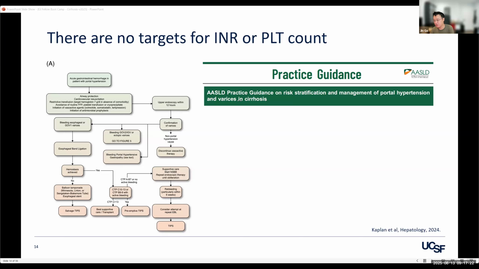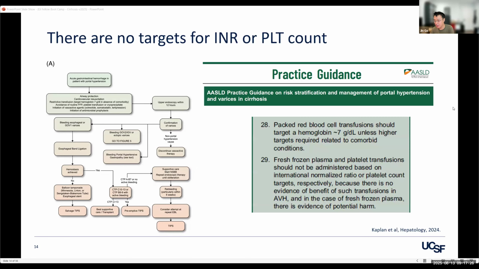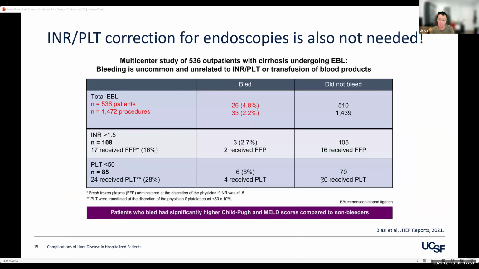And so these are the official practice guidelines from the AASLD. They basically state, under guidance statements 28 and 29, targeting a hemoglobin of 7 unless there are conditions that require higher hemoglobin, notably CAD. And also 29 is that fresh frozen plasma and platelets should not be administered for an INR or platelet target because there's no evidence of benefit of such transfusions in variceal hemorrhage.